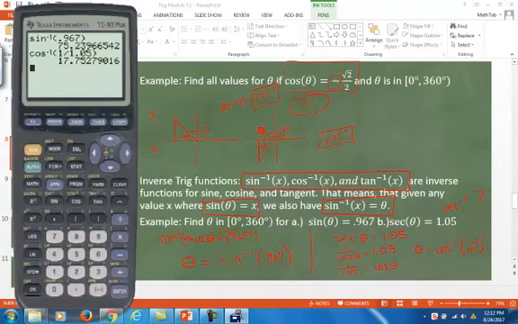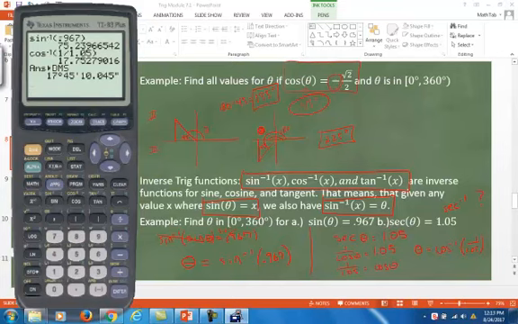17.75 degrees. What if we wanted to convert that to degrees, minutes, and seconds? Remember, we have to go to angle here. Second angle. Degrees, minutes, seconds. 17 degrees, 45 minutes, 10.045 seconds. Remember that when you use sine inverse and cosine inverse, what you're getting out is an angle.